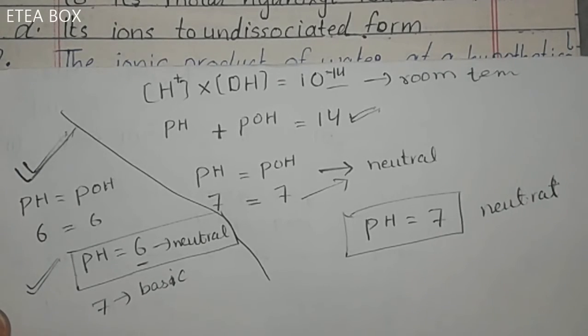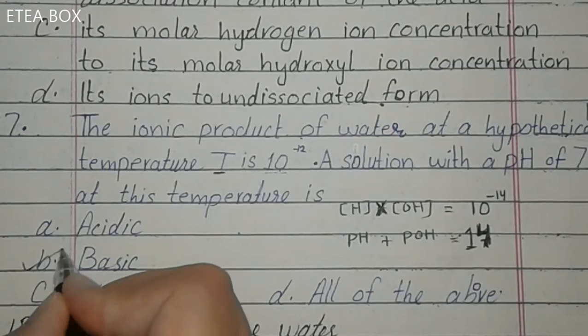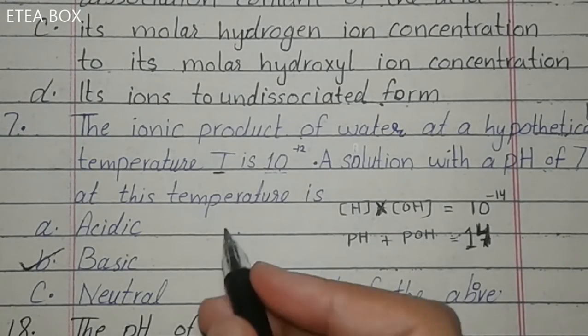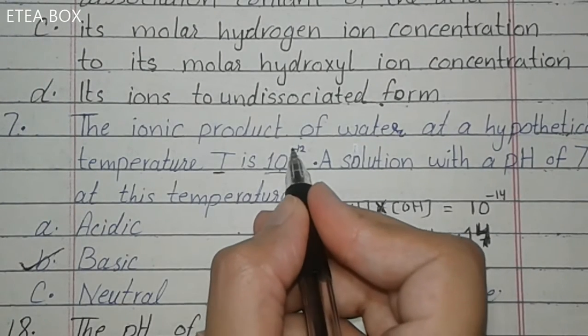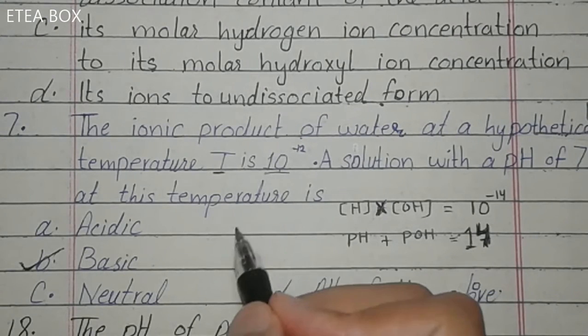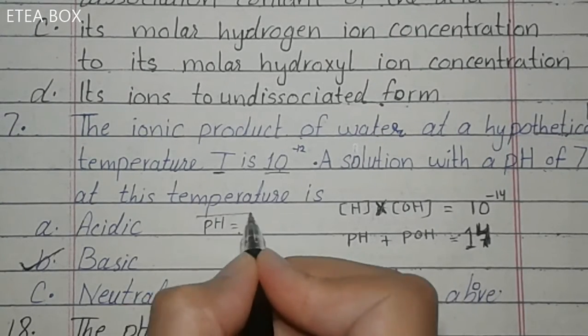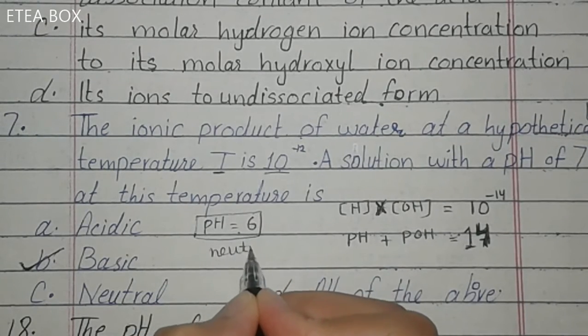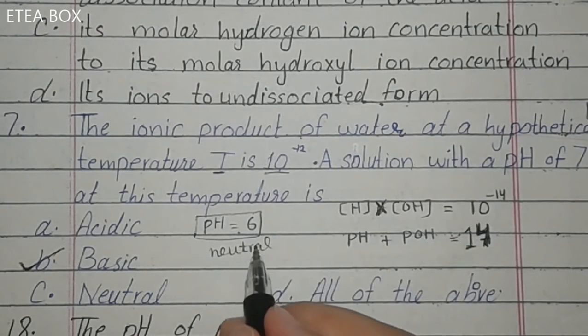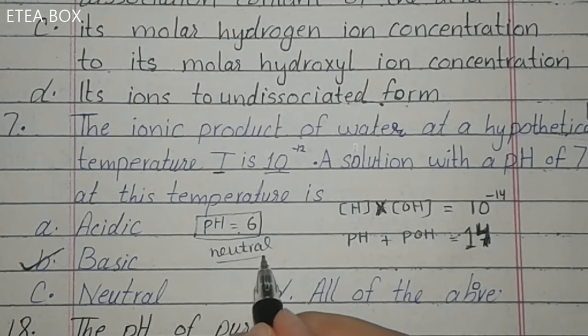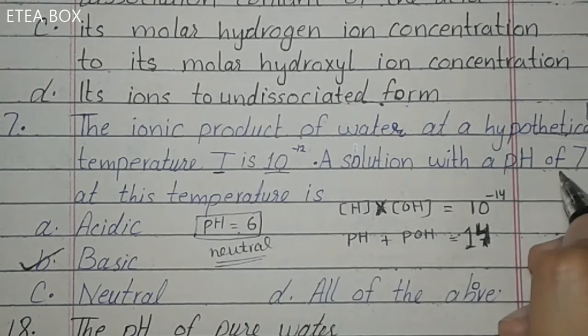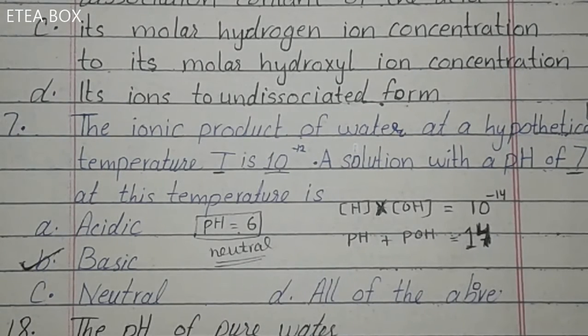Now look at the options. Here option B is correct, the solution is basic, because here 10 power minus 12 is written. So when we have this number, the pH will be 6 and this 6 will be the neutral point. And above 6, when the pH is 7, it will be the basic point. The solution will be basic at that time.